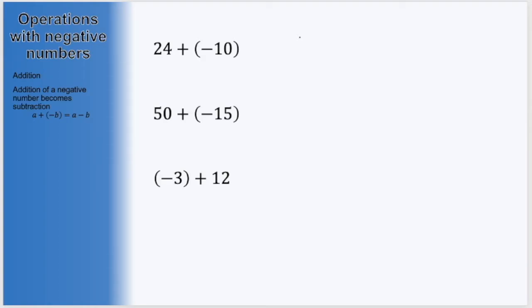To begin, let's see how we add negative numbers. Put simply, the addition of a negative number turns into subtraction of the positive version of that number. Let's go through some examples to see this in action. First off, consider 24 plus a negative 10. Following our rule, adding negative 10 to 24 should be the same as taking 24 and subtracting 10 from it. Now 24 minus 10 we should be easily able to do, and this will give us 14.